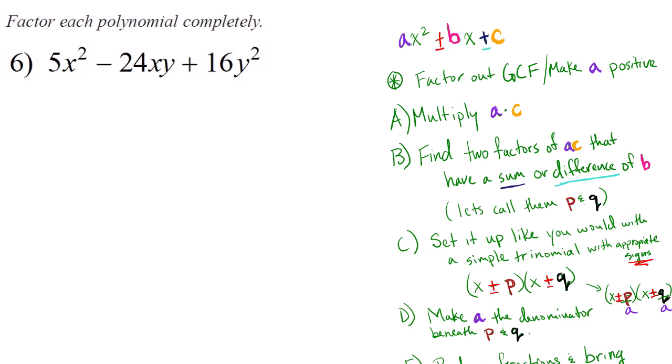And so what we're going to do is multiply a times c, all right? So 5 times 16, and we happen to get 80 again, right? Just like on that last problem. Okay, so this time we want to find numbers we can multiply to get 80 that we can add to get 24, right? So numbers we can multiply to get 80 that we can add to 24.